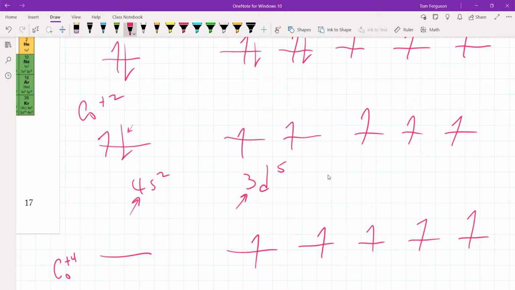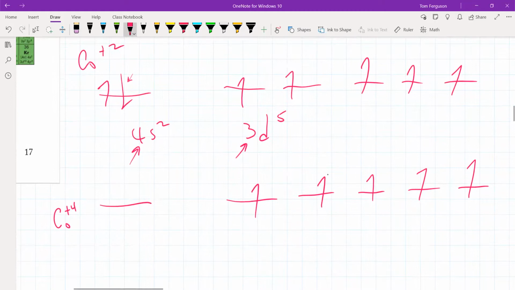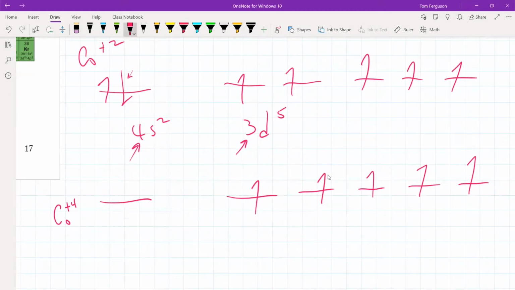And you'll find that most of the transition metals will usually lose 2 electrons. And they're always the s electrons they lose, plus other things. Now in this case, we have cobalt plus 2, cobalt plus 4. And those are 2 common ions that cobalt will form. And this is the reason why. So we would write this.